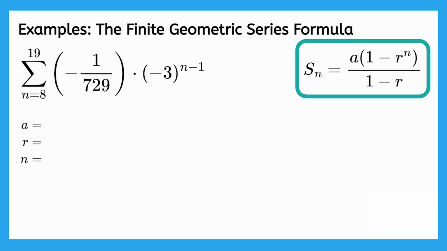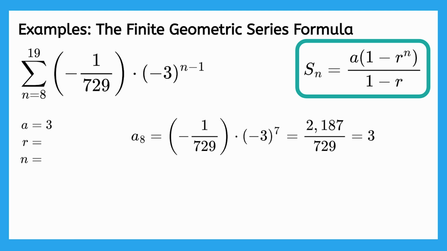First, let's identify the necessary values. The first term of this series is not -1 over 729 because the series starts with the 8th term in the sequence. We need to find the 8th term in the sequence, which ends up being 3. Luckily, the other 2 pieces of information are easy to find. The common ratio is -3. From term 8 to term 19 excludes the first 7 terms, so there are 12 terms being added.